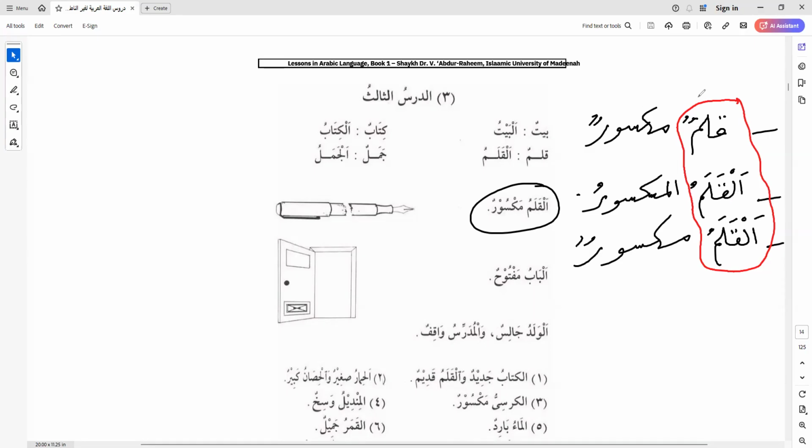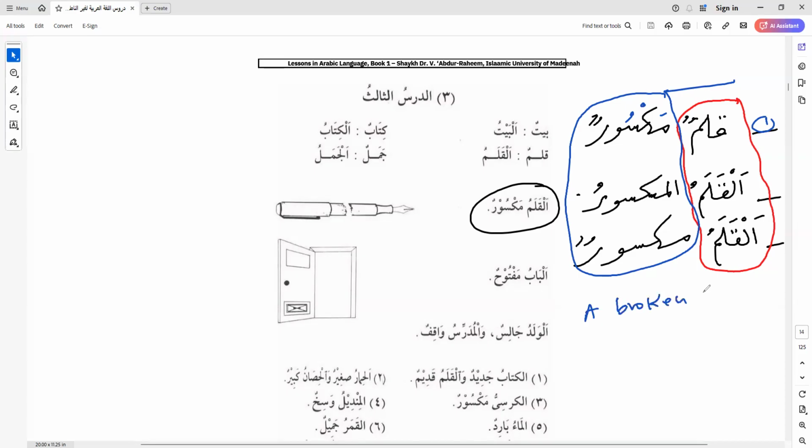Now, look at the maksurun. Let me change the color. Look at the maksurun right here. So you see that here, maksurun broken does not have alif or lam, L. And this one has L. This one doesn't have L. Now, are they meaning the same? Not really. The first one means a broken pen.